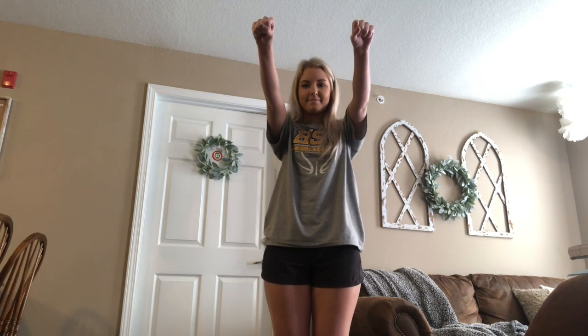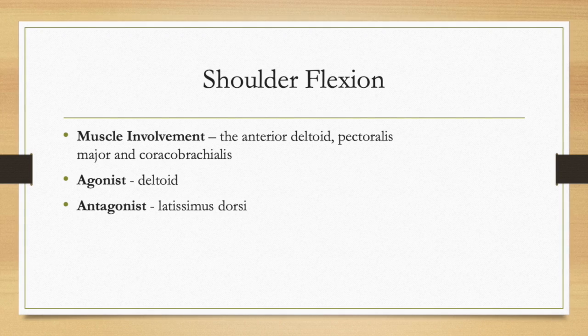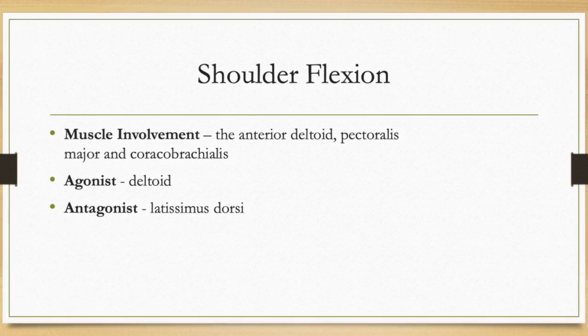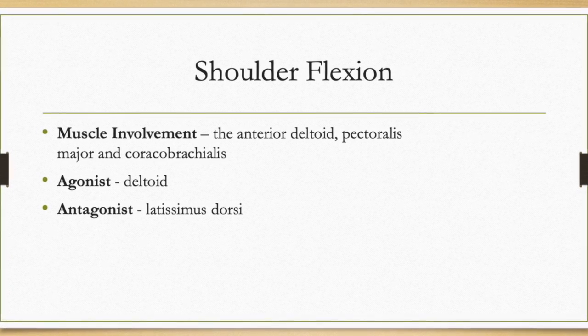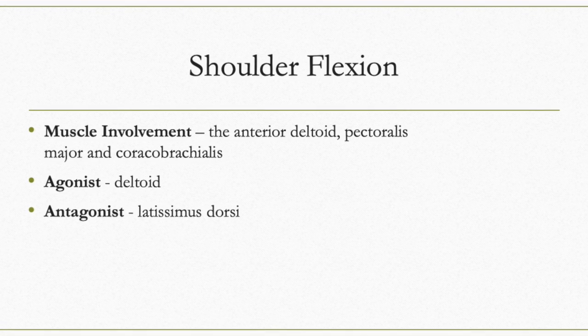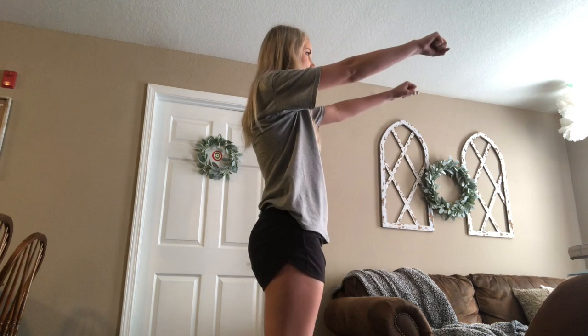Next is shoulder flexion. Shoulder flexion's muscle involvement are the anterior deltoid, the pectoralis major, and the coracobrachialis. The agonist is the deltoid and the antagonist is the latissimus dorsi. Again, shoulder flexion is just where you're bringing your arms forward.